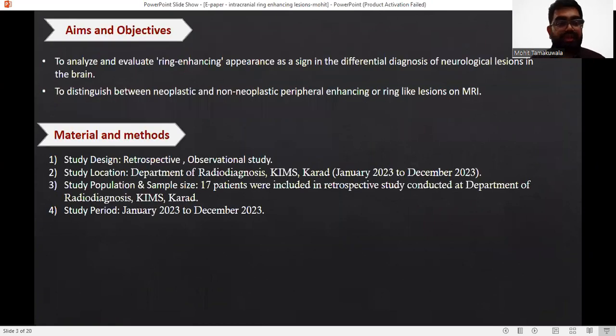Aims and objectives: to analyze and evaluate ring enhancing appearance as a sign in the differential diagnosis of neurological lesions in the brain, and to distinguish between neoplastic and non-neoplastic peripherally enhancing or ring-like lesions on MRI.